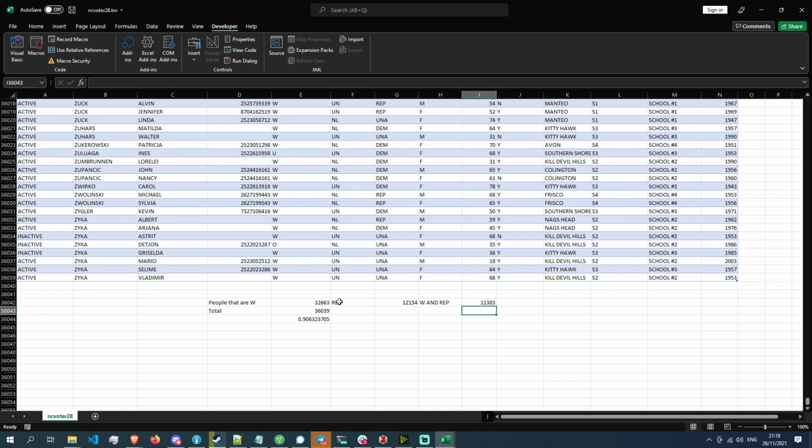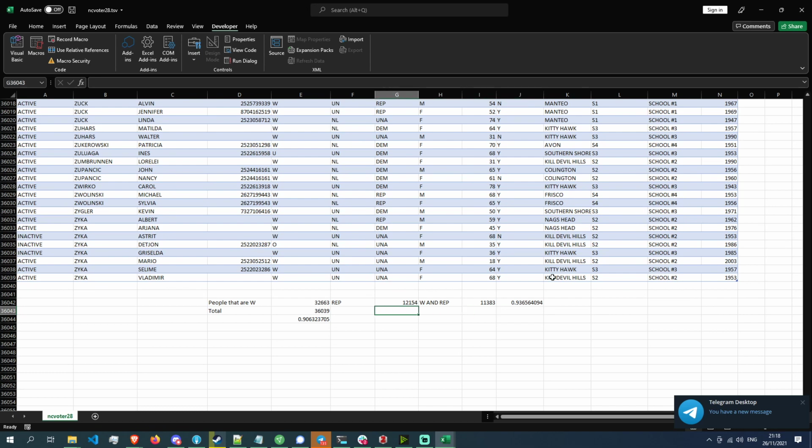Okay, out of the 12,154 people that are registered Republicans, we have 11,000 that are white and registered Republicans. This is this divided by this amount, as a percent. 93.6% of whites in Dare County are Republican. Well, that's interesting.